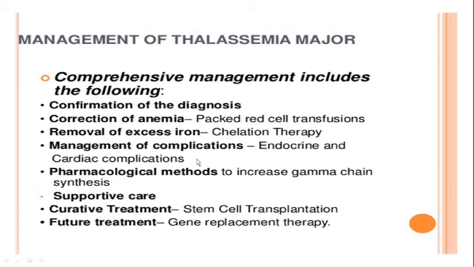It can be transfusion related or due to over iron deposition, excess of iron storage, and then you can have certain drugs to increase gamma chain synthesis. The curative treatment is stem cell transplant or bone marrow transplantation, which is the treatment of choice, and for the future, gene replacement therapy has been looked upon as a future treatment.